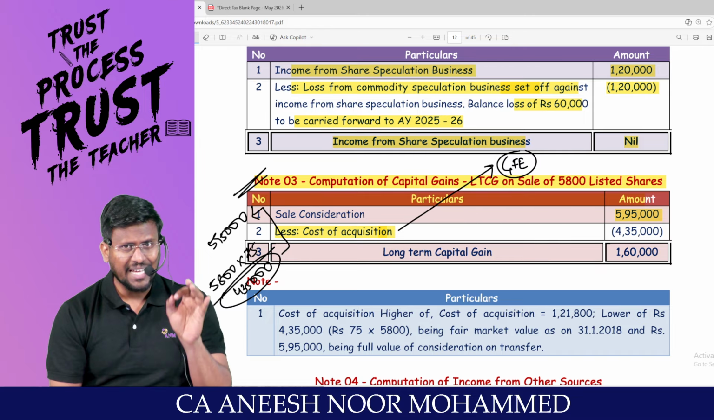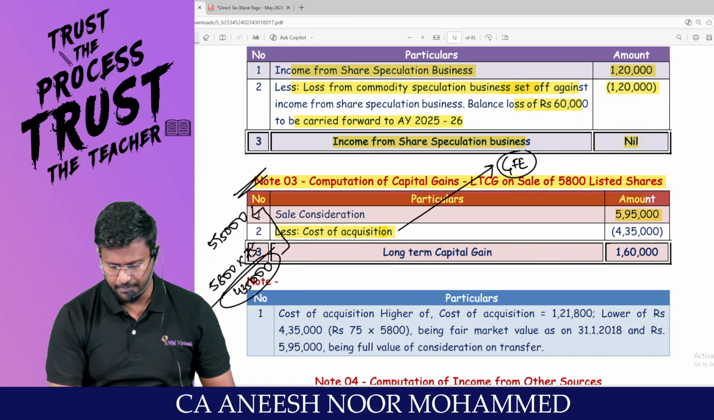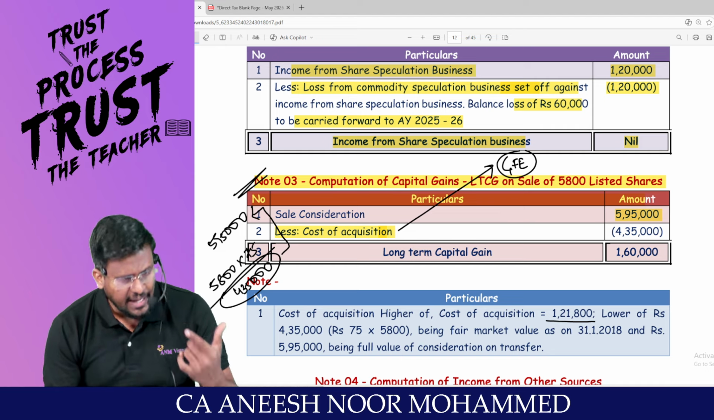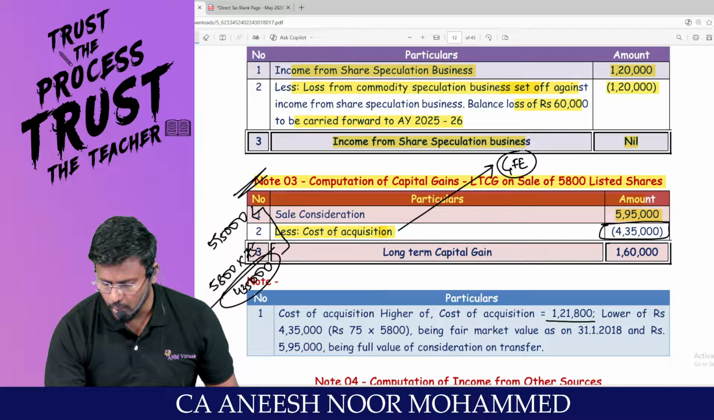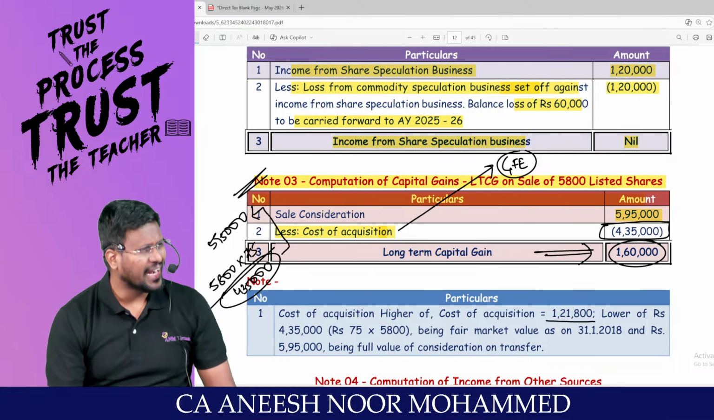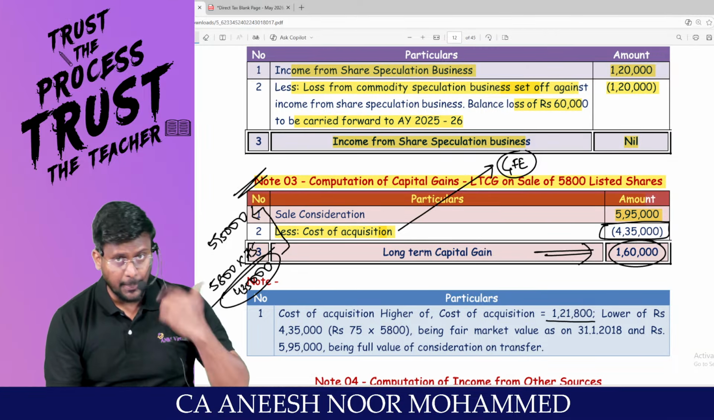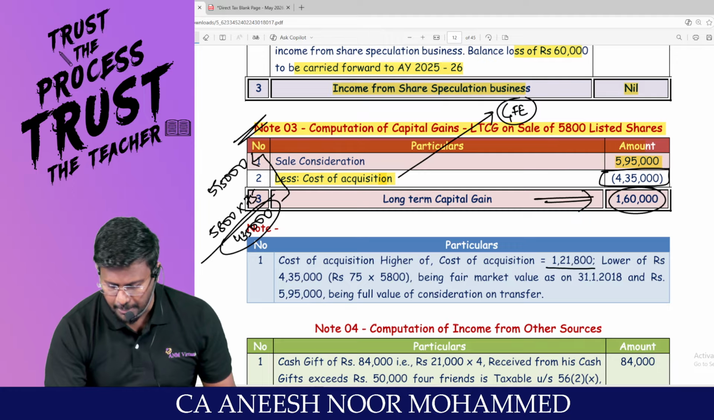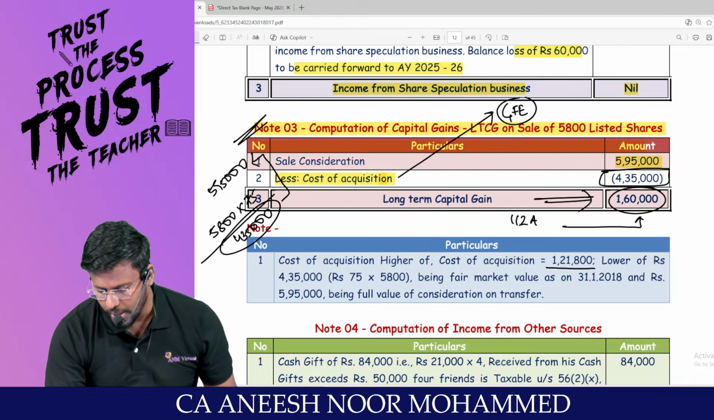Or what is the real cost of acquisition? 1,21,800. So whichever is higher comes to 4,35,000. So you will be getting a long-term capital gain of 1,60,000. Super. 1,60,000. Repeat once again, 1,60,000. This is a long-term capital gain covered under 112A.